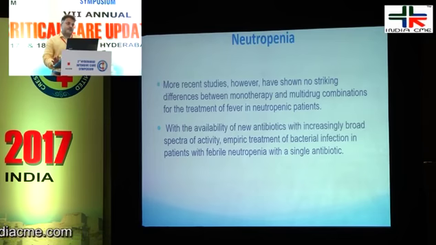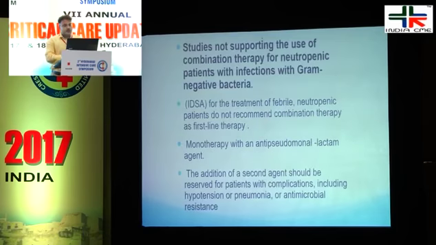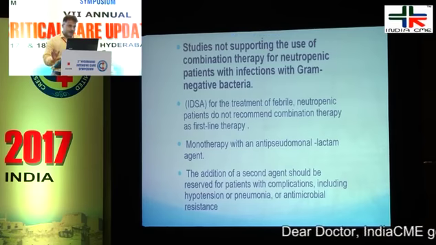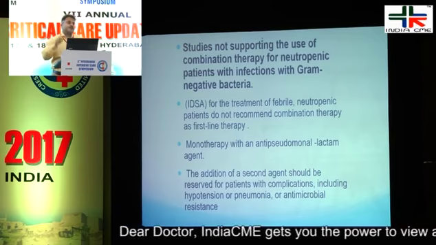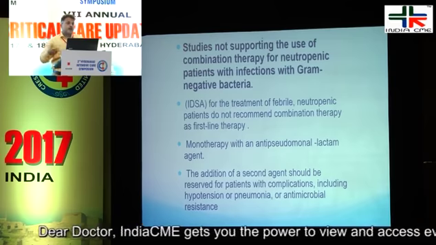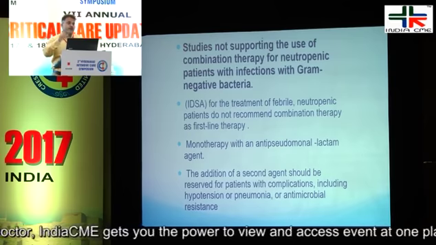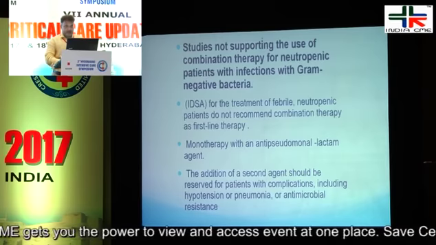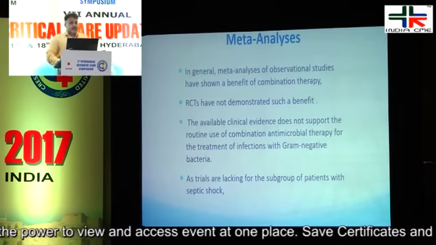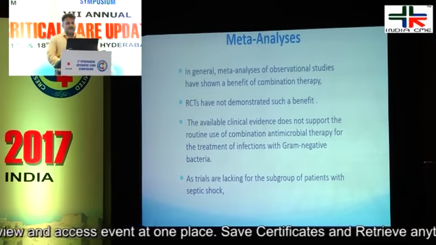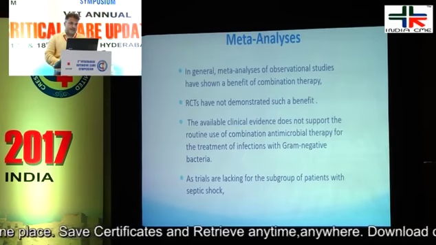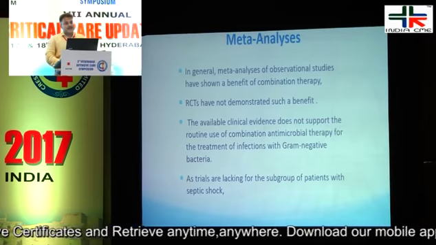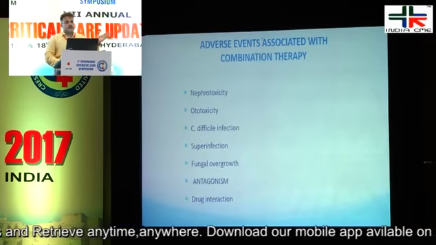In neutropenic patients, it's very, very clear, all the guidelines clearly say that you don't need to combine antibiotics. You need to give broad spectrum antibiotic, but you don't need to combine as long as this patient is not having septic shock or on ventilator therapy. For fever or bacteremia, you don't need to give combination therapy for a neutropenic patient. Generally, the meta-analysis of all the trials done on combining antibiotics favors combination therapy in gram-negative infection. But whatever small trials are there, they do not favor combination therapy.